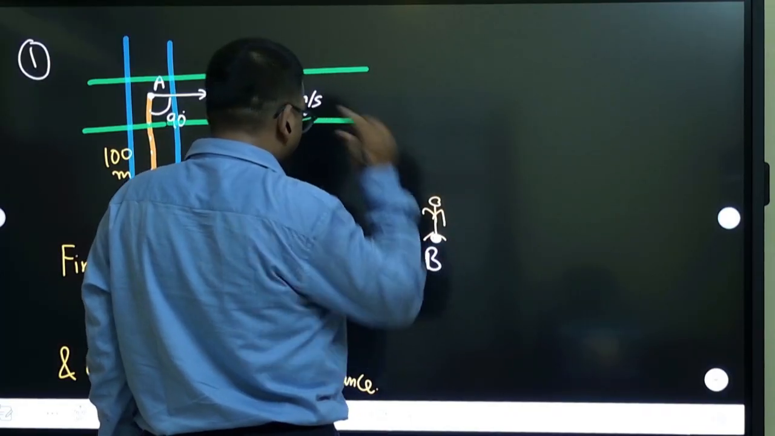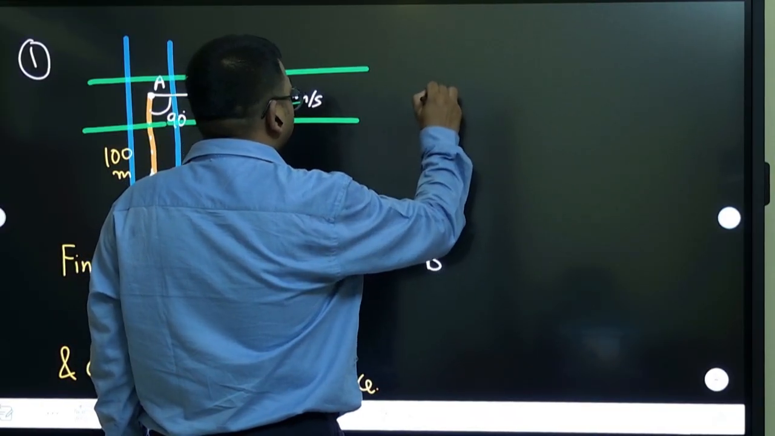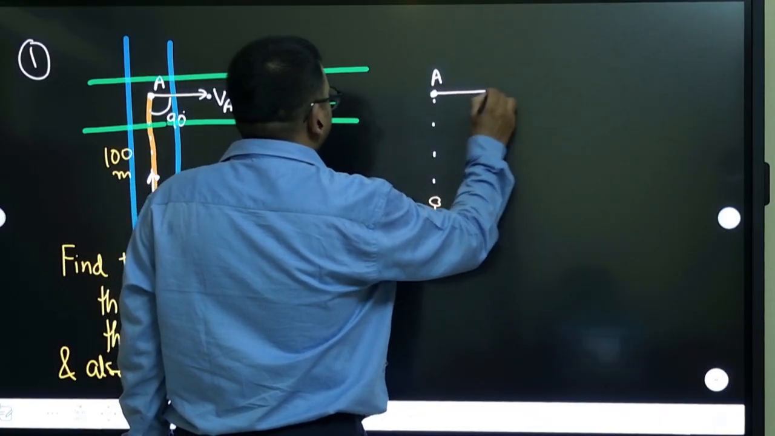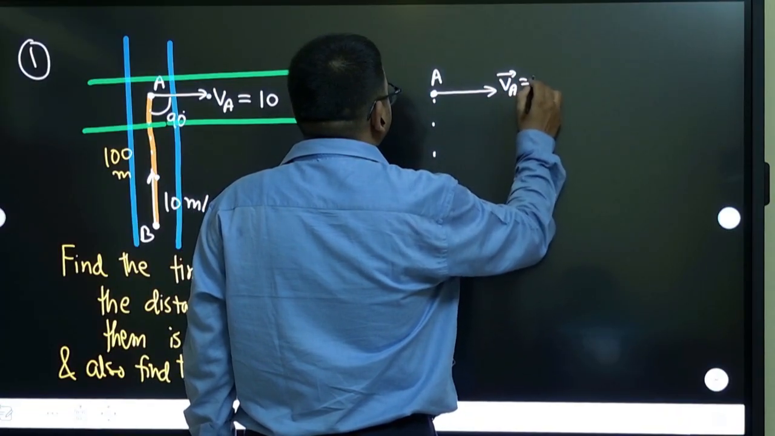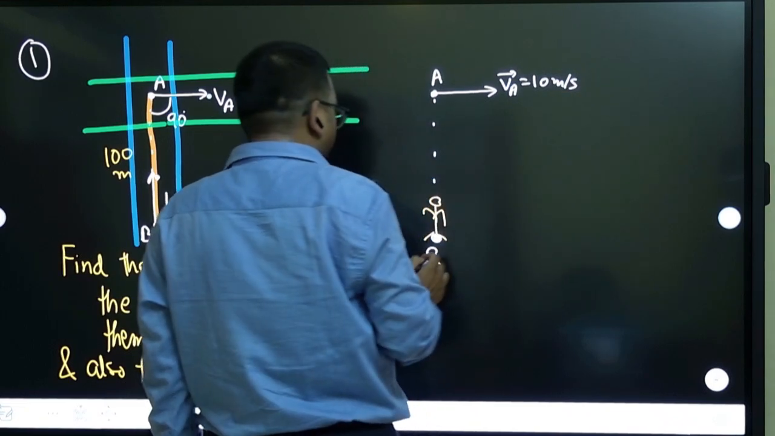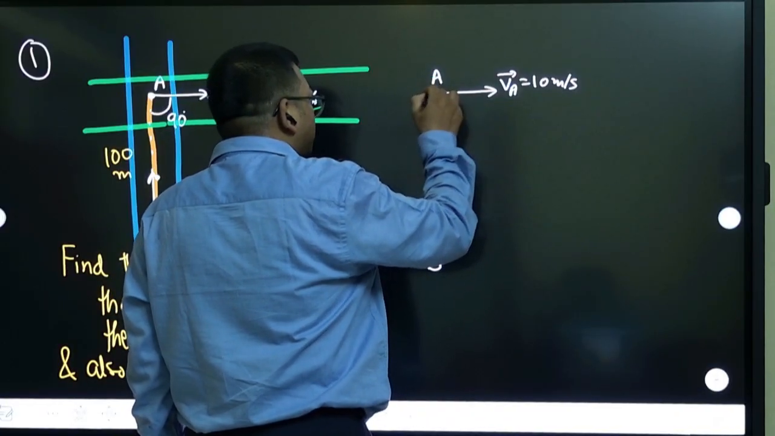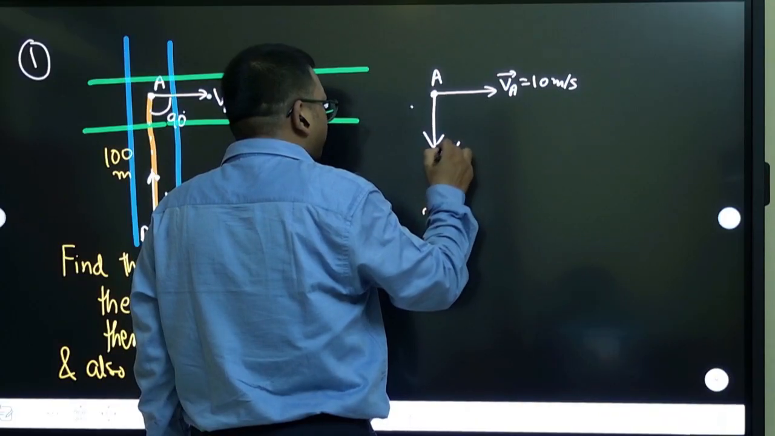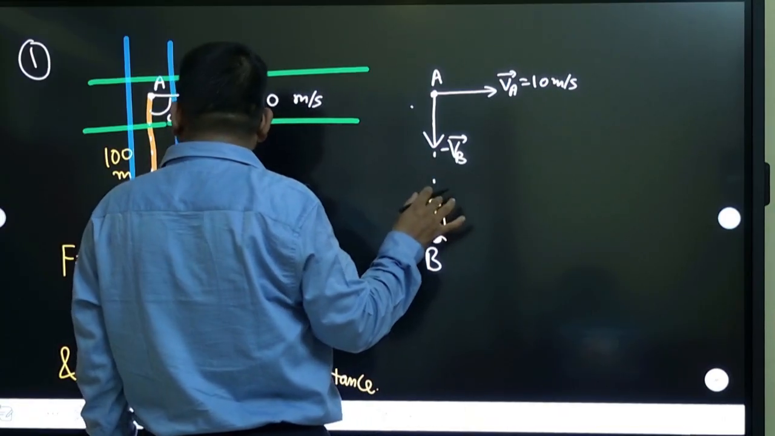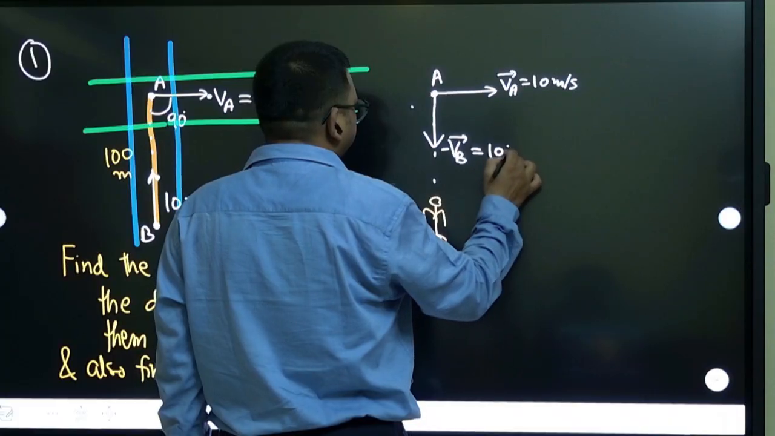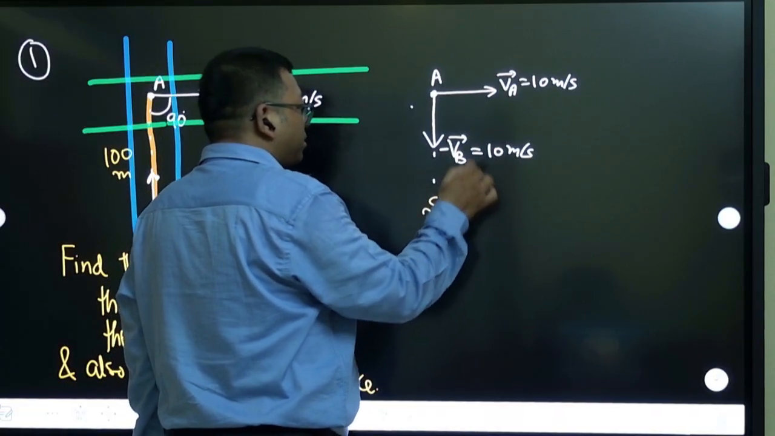This is B. And where is A? Initially A is just here. So what is the velocity of A? In this direction, the velocity of A is 10 meters per second. The velocity of B is upward, right? So we have to add the negative of that. Negative means downward. This is minus VB. Note that the magnitude is the same, 10 meters per second. I am writing this magnitude. It is minus of VB, but 10 meters per second.